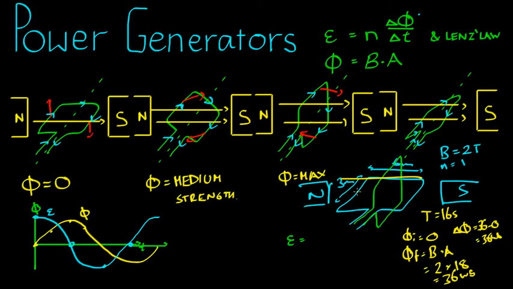Now, how long did it take the loop to get from this point to this point here? Well, if it took 16 seconds to complete one full revolution, and this is a quarter of a revolution, then the average EMF produced in this time here will have been produced over a time of a quarter of 16. So EMF equals N, 1, times delta phi, that's 36, over, so 16 seconds for one full revolution, therefore 4 seconds for one quarter revolution, which is equal to 9 volts.